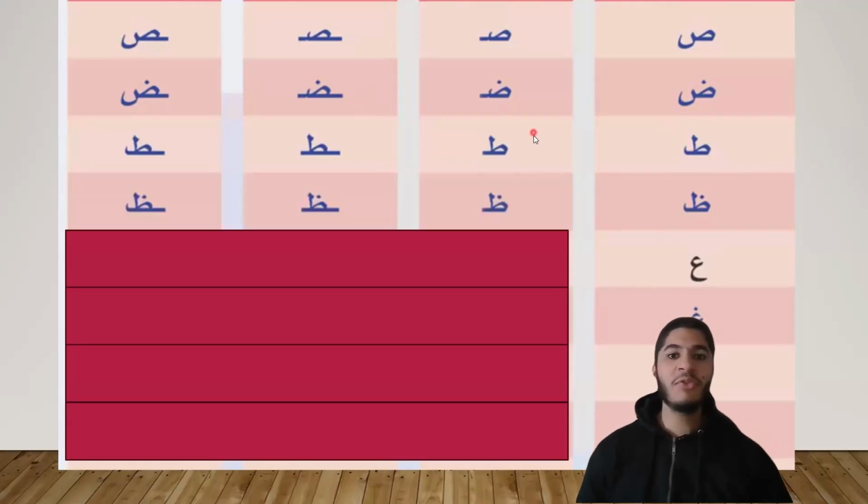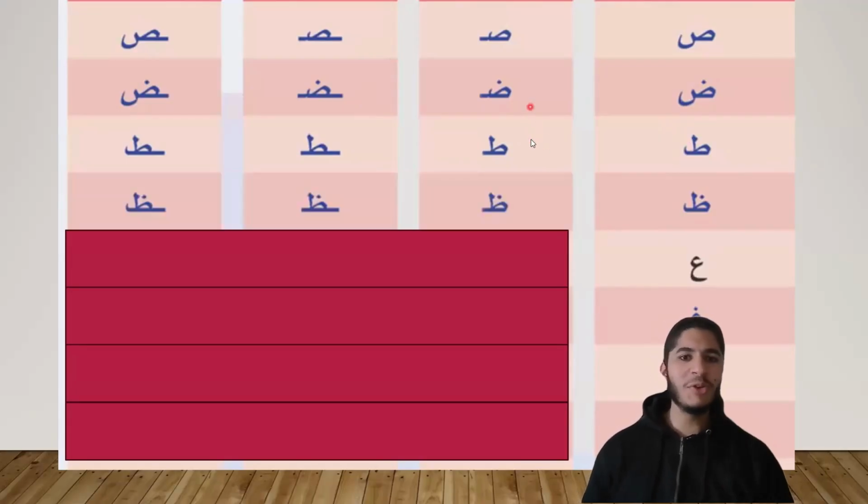Let's see the next letter, the same rule as ta, but it has only a dot on the top. The first one here, when it comes in the beginning, the same shape. Just a tail to link it to the letter after.